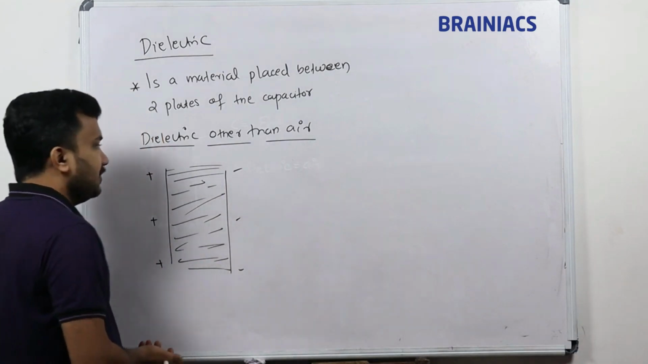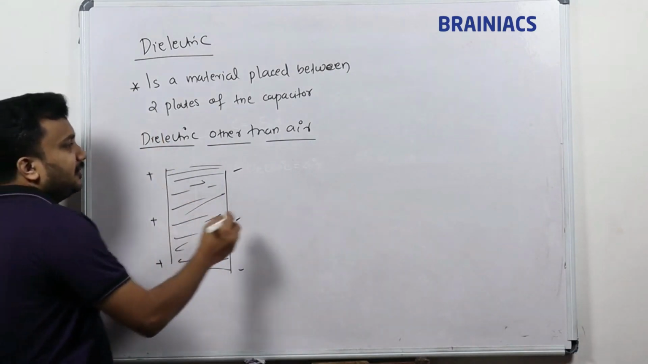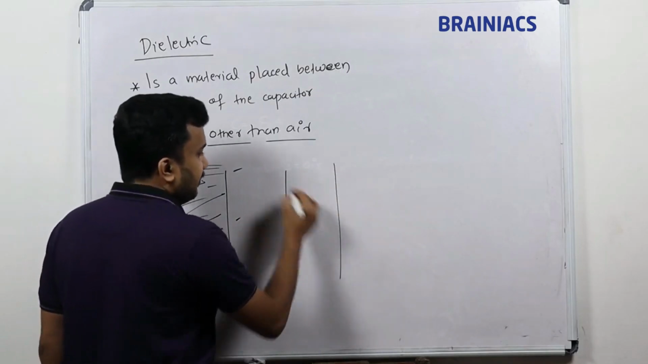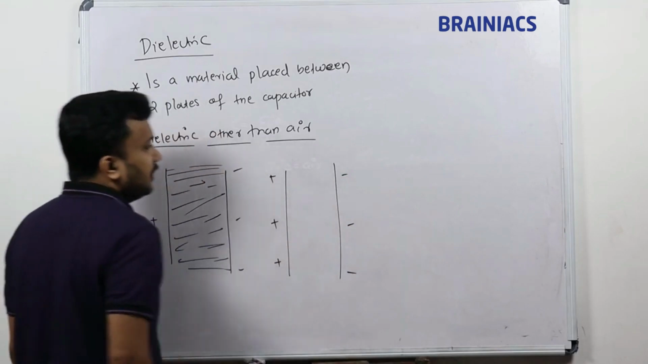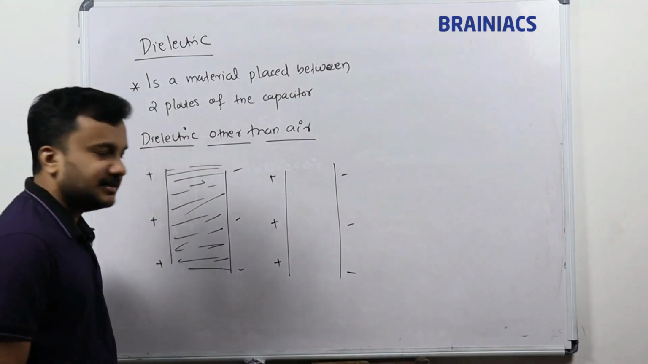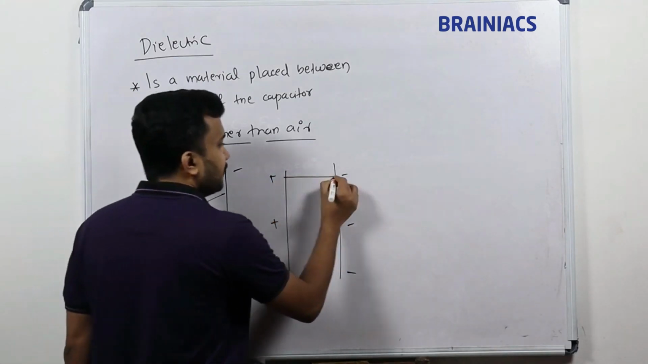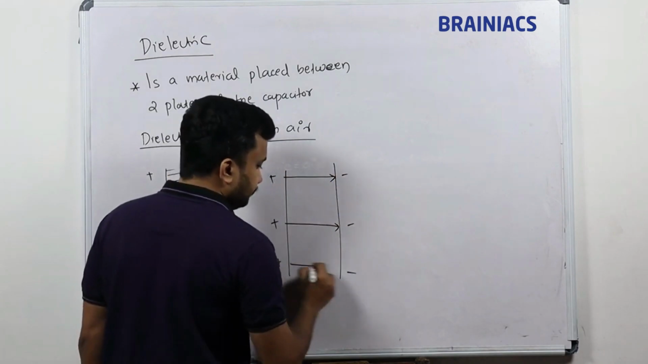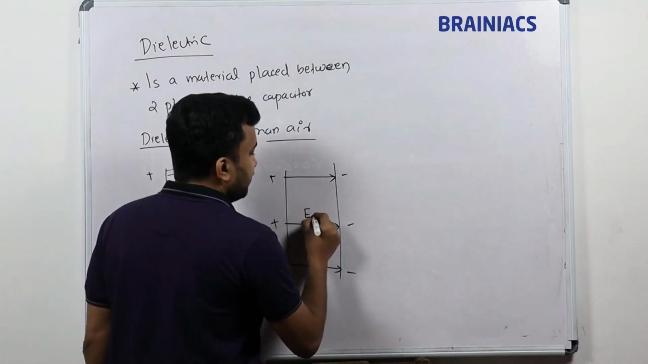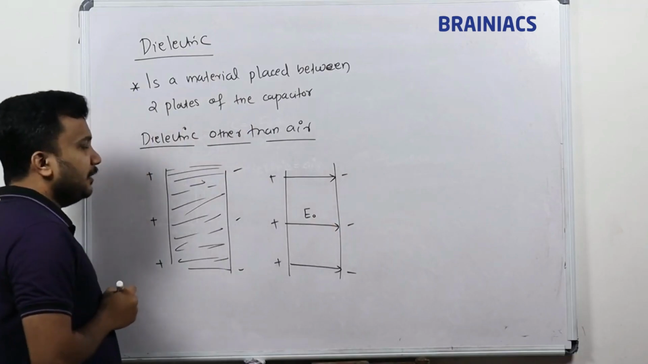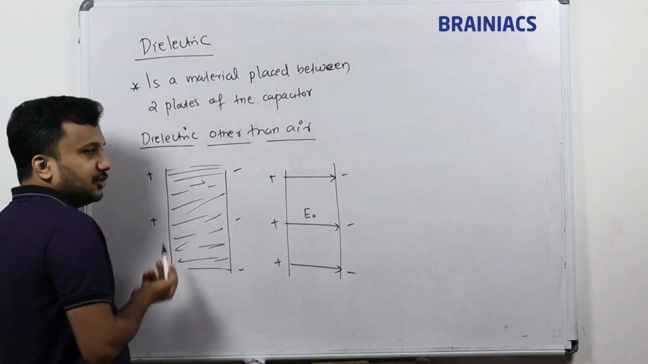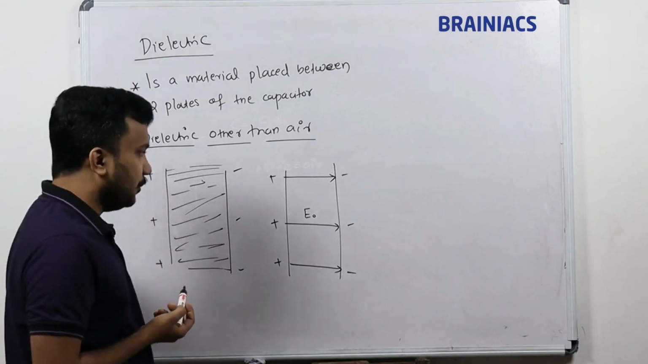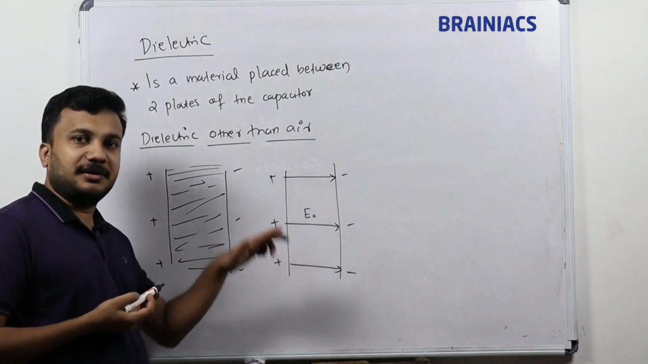What will happen in this case? Normally, if it is an air capacitor, with positive and negative plates and nothing filled in between, an electric field exists. The electric field always starts from positive and goes into negative. Here the electric field is given as E0. But when you place a dielectric, due to the presence of the dielectric between them, the electric field will be reduced.